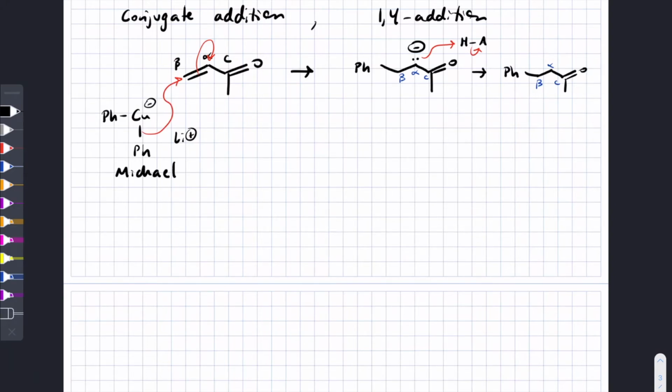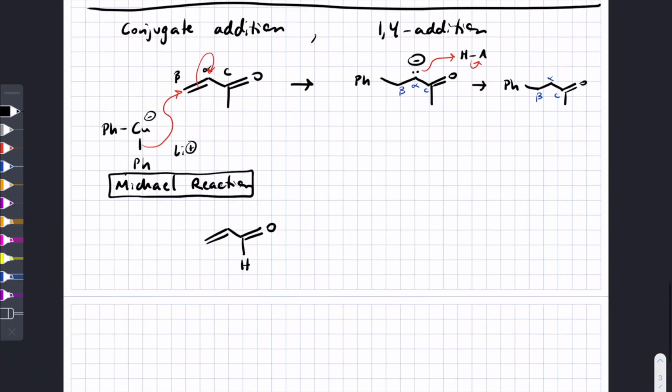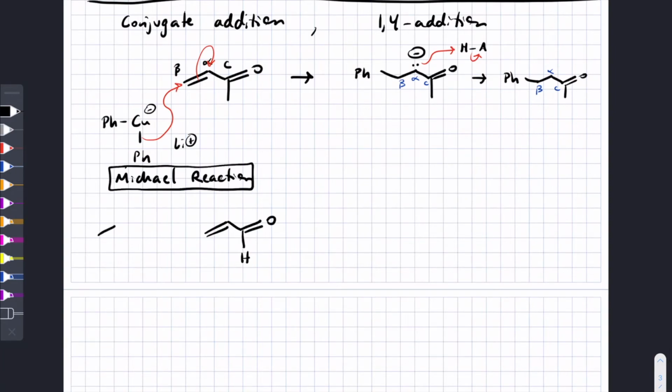It's called the Michael reaction, and actually chemists now call most conjugate addition reactions Michael reactions, even though I think originally the Michael reaction referred to using enolates as nucleophiles. So here's an alpha-beta unsaturated carbonyl compound. Let's just use this aldehyde. And then let's keep things simple and use this aldehyde as our starting material.